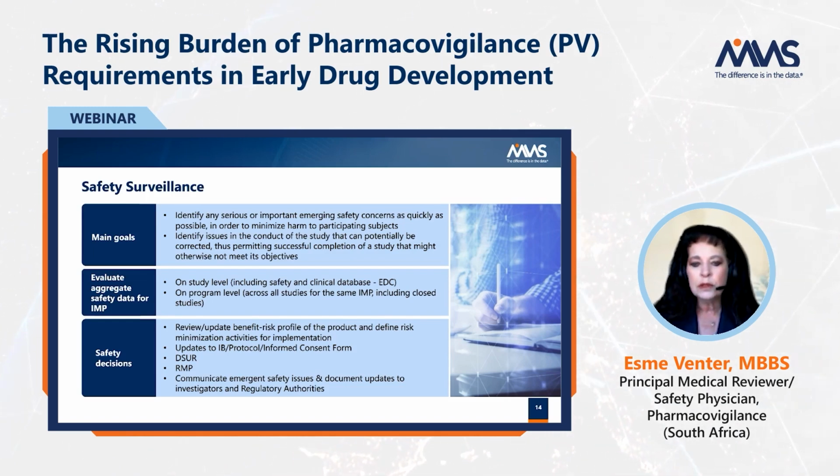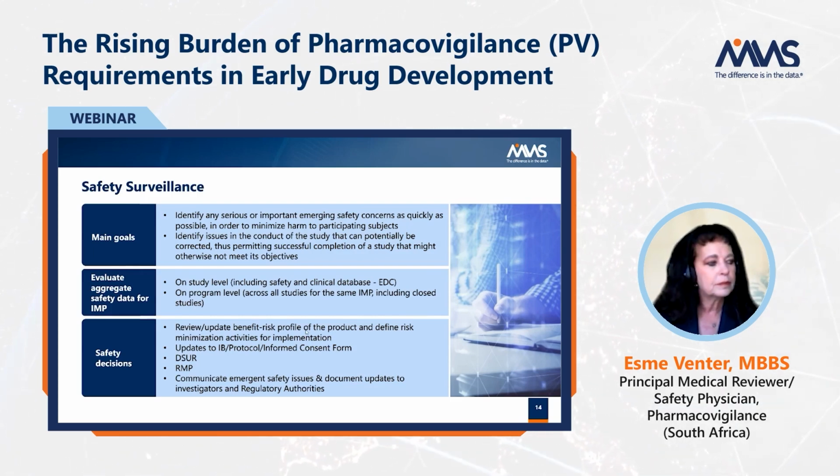Review or update of the benefit-risk profile of the product and define risk minimization activities for implementation. Updates to the investigator brochure, protocol or informed consent form, update or development of the development safety update report, development or updates of the risk management plan, and to communicate emergent safety issues and document updates to investigators and regulatory authorities.